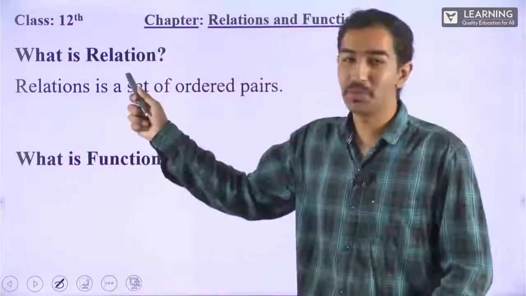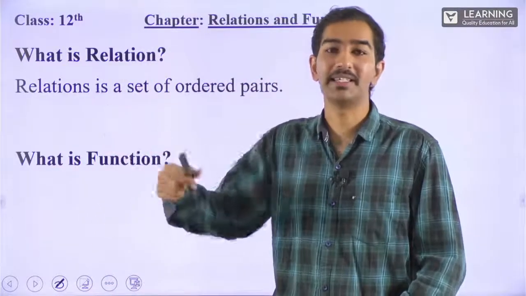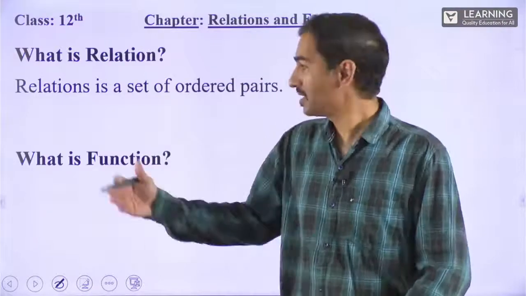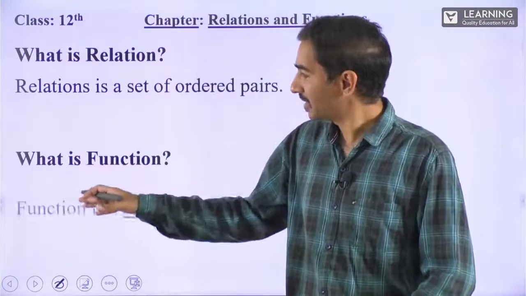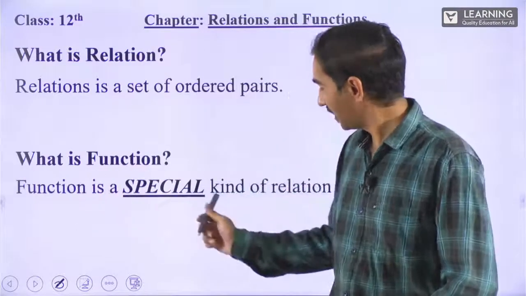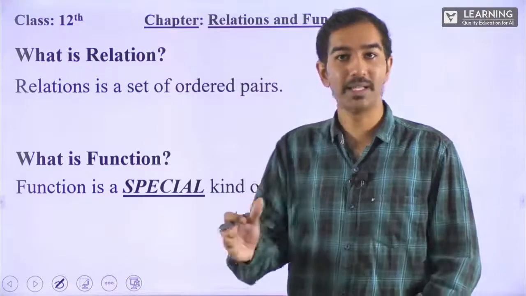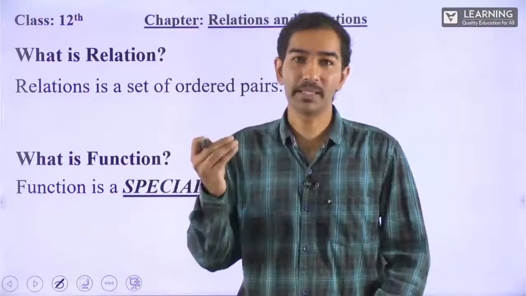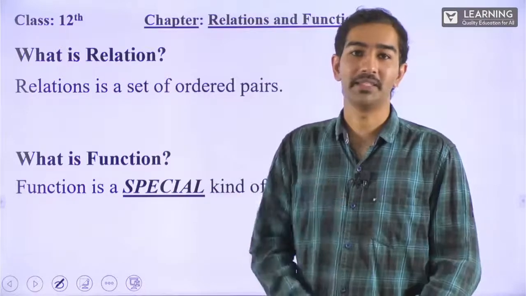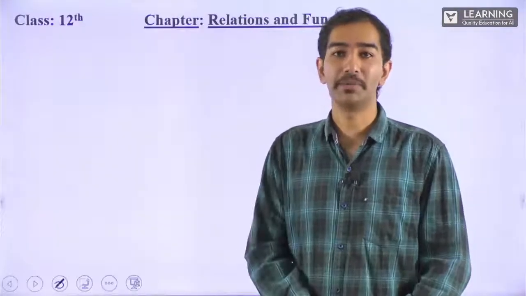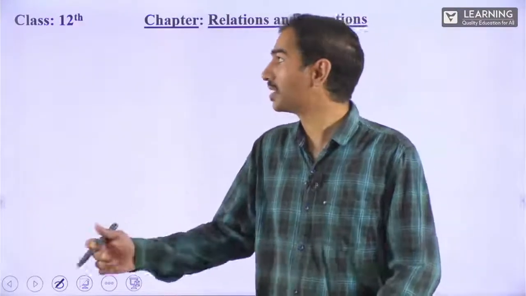Okay, so relations, we came to know what relations are. Relations are a set of ordered pairs. Now, what is a function, students? A function is a special kind of relation. A function is also a relation, but there is something special about the function. So what is that special thing about the function? Okay, we are going to see here.